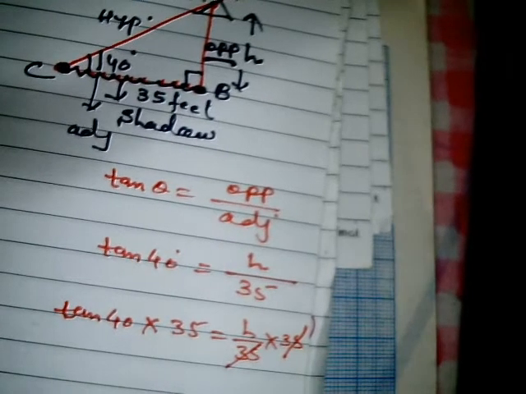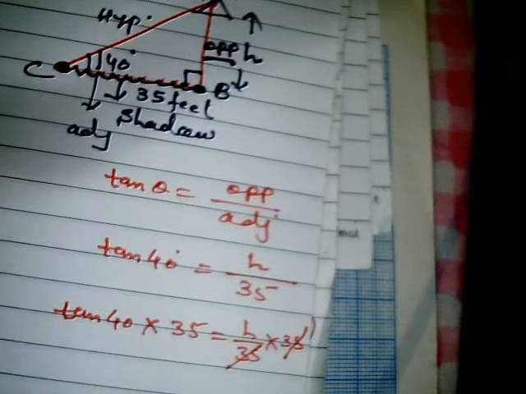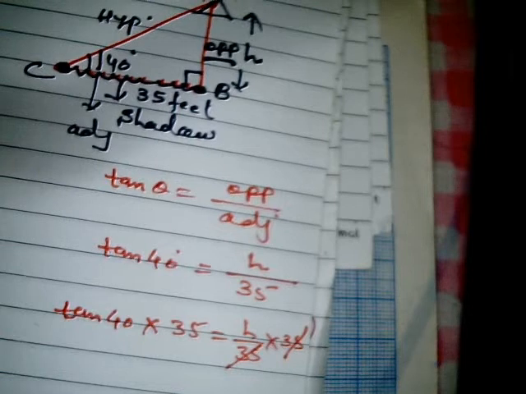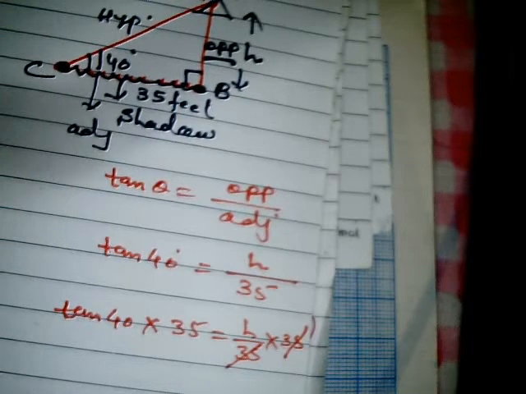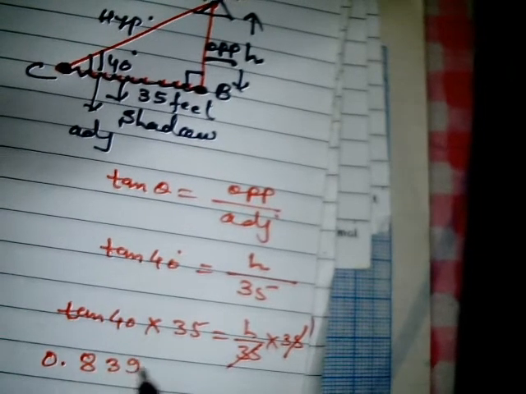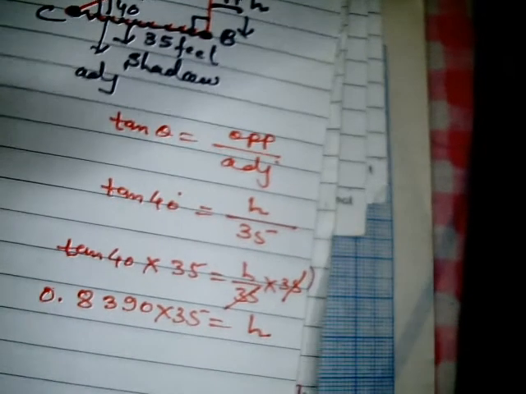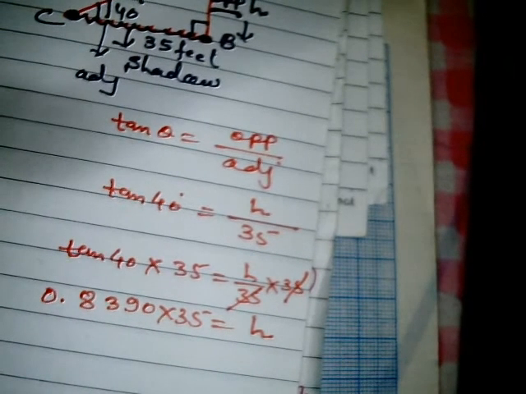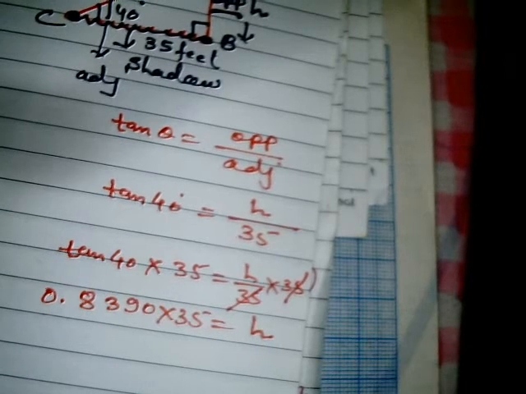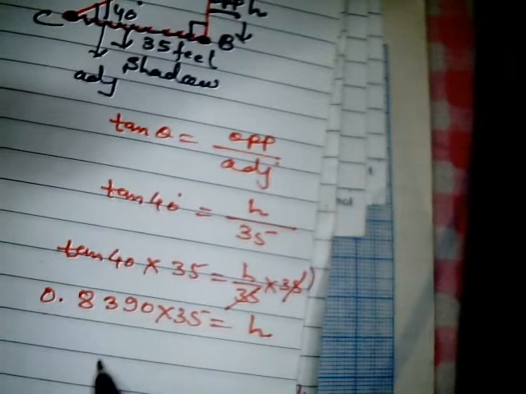So what do I need to do? I need to open the calculator on your computer. First you press 40 and then you hit tan. So that value is going to become 0.8390, multiplied by 35 equals h. Correct. Now that value I need to multiply by 35. So this value is going to become 29.36, equal to the height.